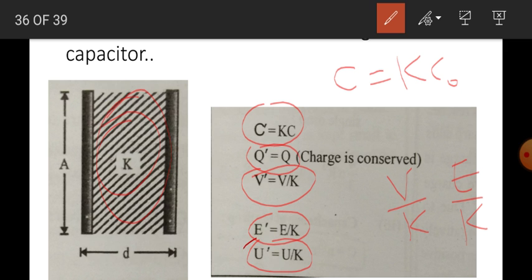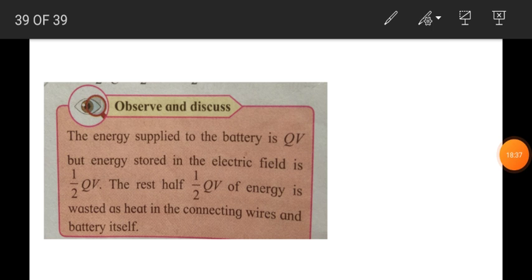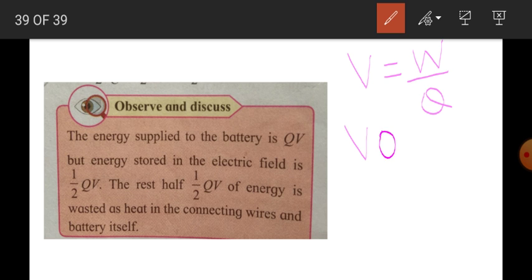Acha, I have not explained the energy stored by the capacitor, so let's check that as well. When we are charging a capacitor, it will store electrical energy, right? So this is the formula for that. The battery provides potential difference. What is the basic formula for potential difference? Work done per unit charge. So this work done is stored as energy.